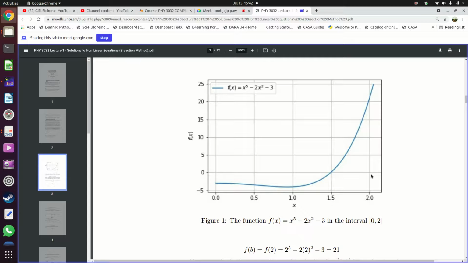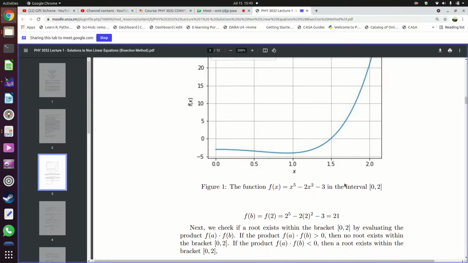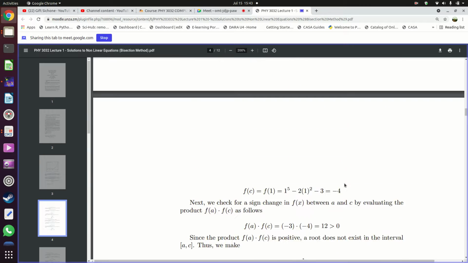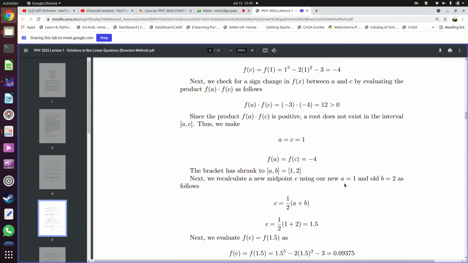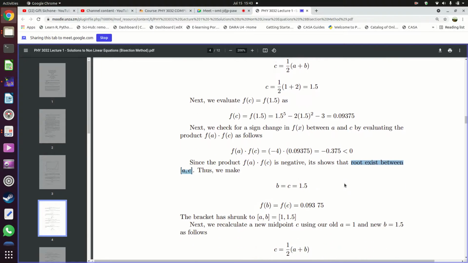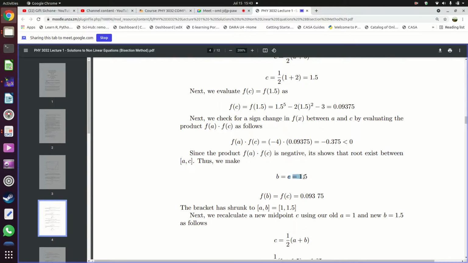Yes, sir. So if between C and B there is no solution, then we can make our C become B. So we shrink the B so that the B becomes C. So we make our bracket smaller. So if there is a solution between A and C, then we can make our C become B here. Our C, which is equal to 1.5, we can make our C become B. And we make our f of C, which is equal to 0.09375, become f of B.